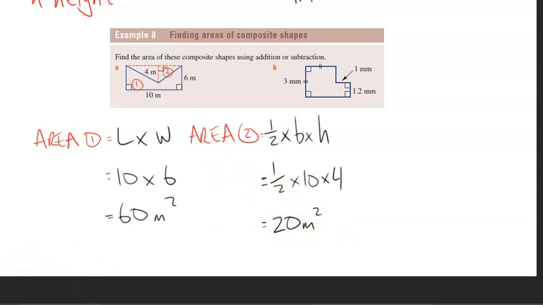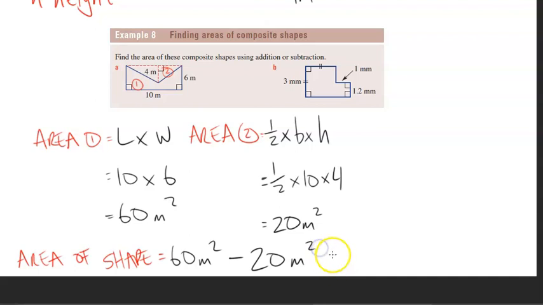So to get the area of the composite shape, or the overall shape, it is equal to 60 square meters take away 20 square meters, and this right here will give me 40 square meters. So in other words, for the area of the composite shape right there, we take the biggest one and subtract the smallest one, which will give us 40 square meters.